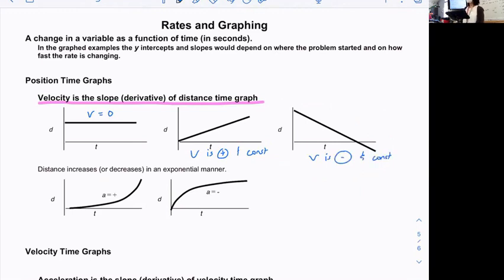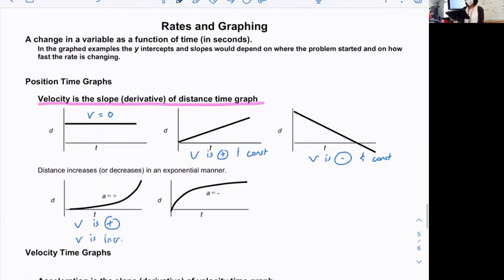Okay, let's look at what happens when we have a curve on a position time graph. A curve means my slope is changing, so it means my velocity is changing. So clearly I've got some curves here, so my velocity is changing. Let's look at how it's changing. In this first one, is my velocity positive or negative? It's positive. And is my velocity increasing or decreasing? Is my slope increasing or decreasing? It's increasing. It's going up. So my velocity is increasing.